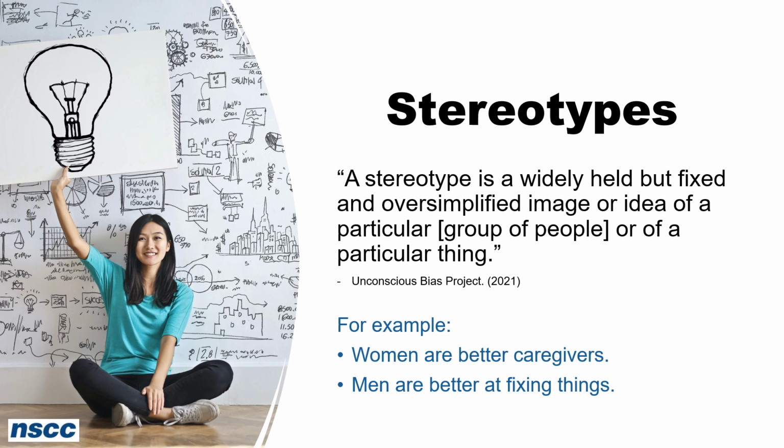What is a stereotype? A stereotype is a widely held but fixed and oversimplified idea or image of a particular group of people or a particular thing. Unconscious Bias Project, 2021. For example, women are better caregivers. Men are better at fixing things.